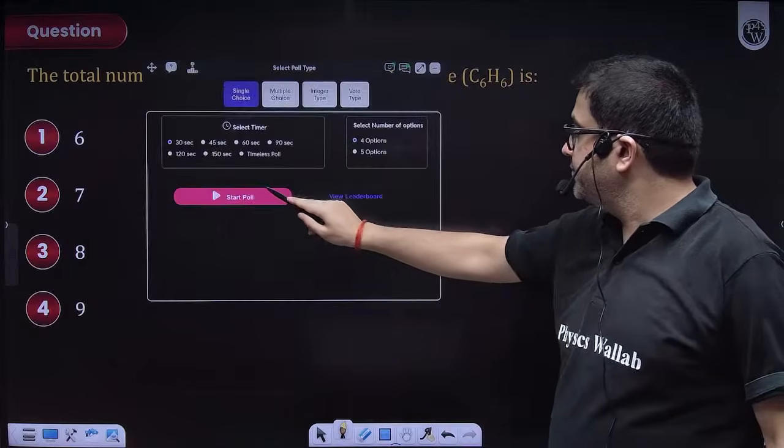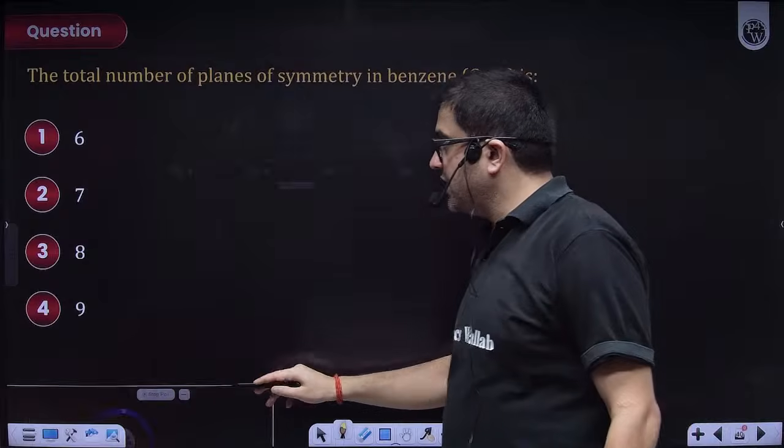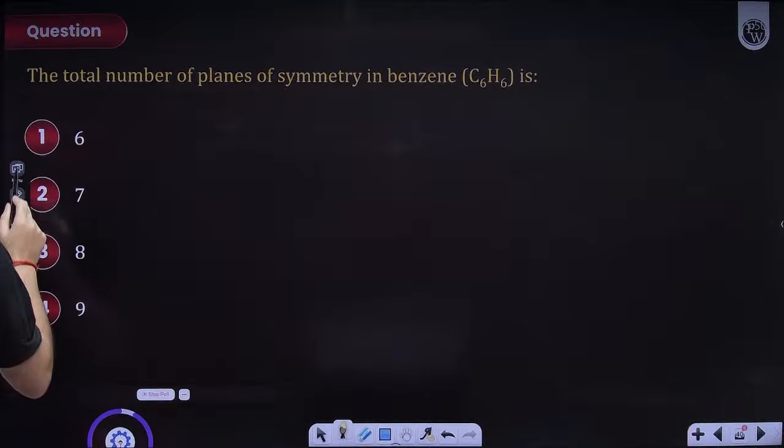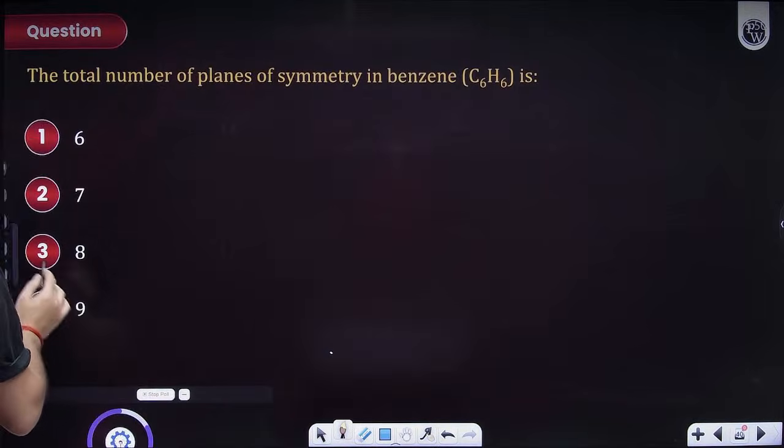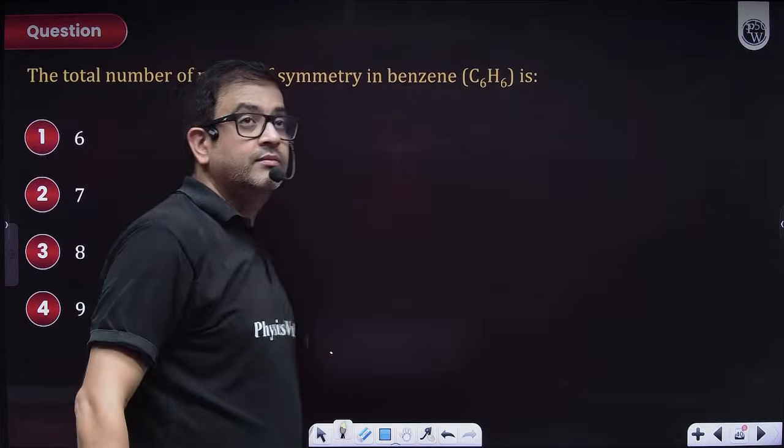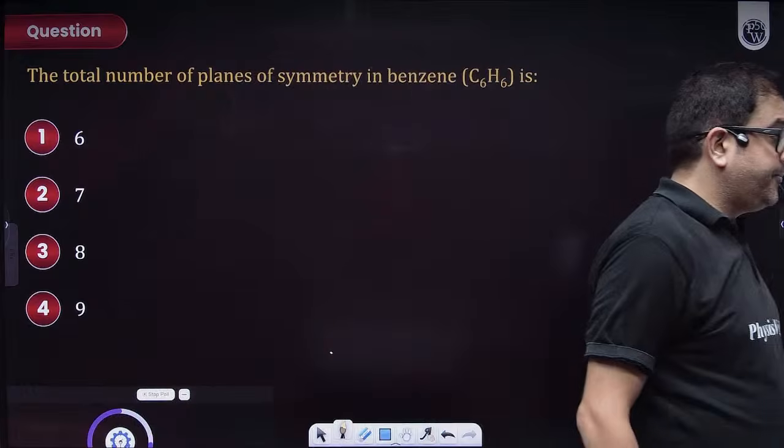30 seconds. Acha, now I shall increase the brightness. Nobody reminded me of this. I told you to remind me, because the brightness otherwise makes the class look dull. Quick, everybody.